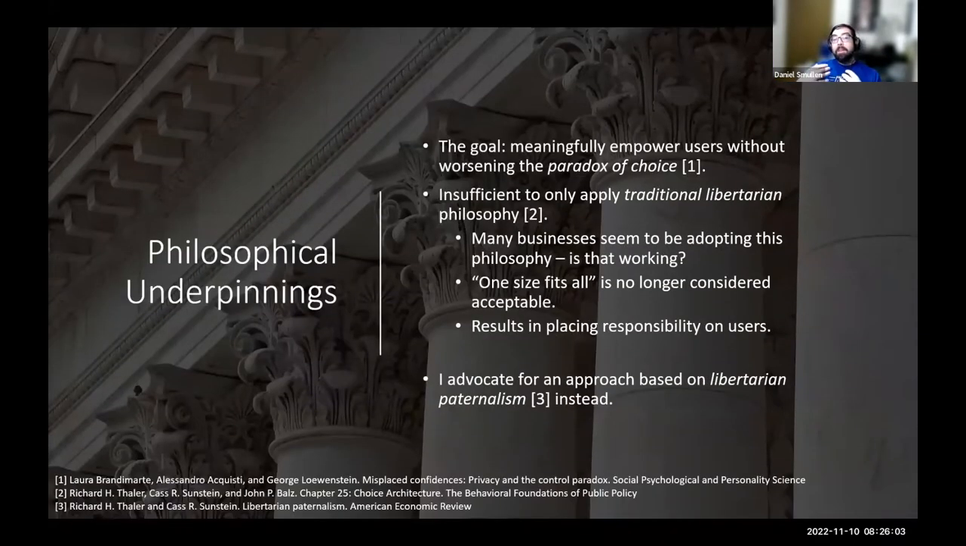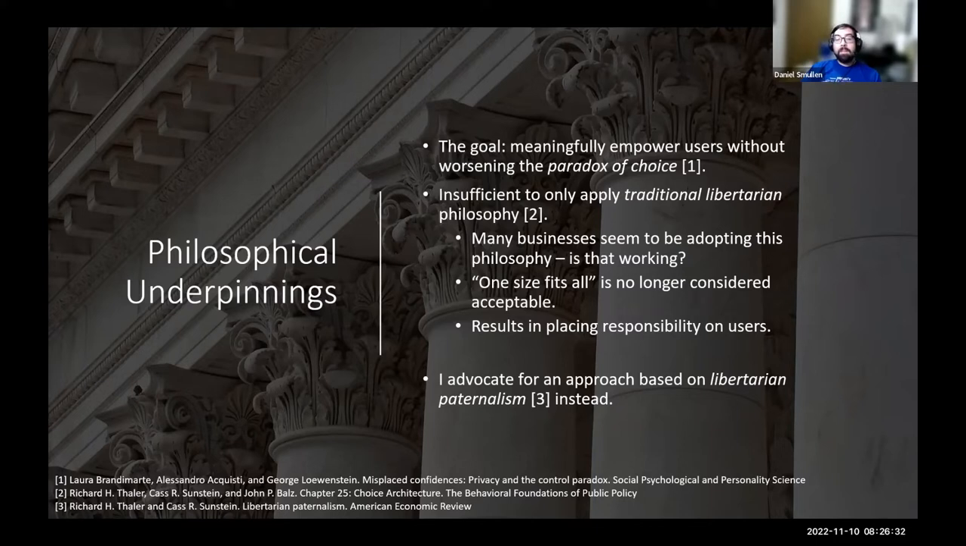So there's an underlying philosophy that guides this mode of thinking. The overall goal here is to empower people, but without worsening the paradox of choice. I'm not going to go into super detailed specifics about what this paradox of choice is. You can read the citation that I have down here if you want to learn more, if you're not familiar. But essentially what it boils down to is that if you've got too many choices, you're not going to choose well, right?